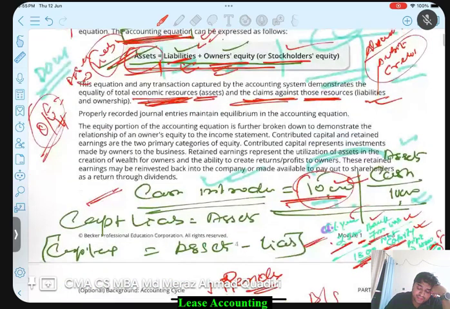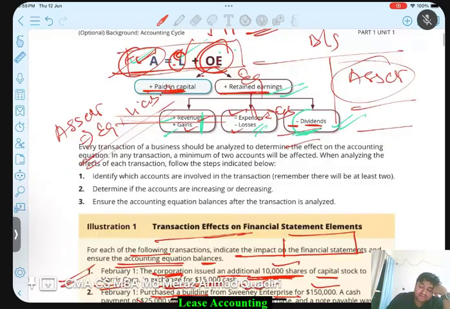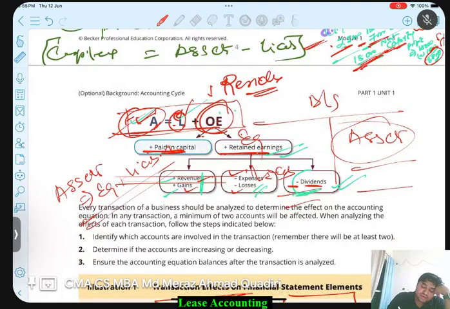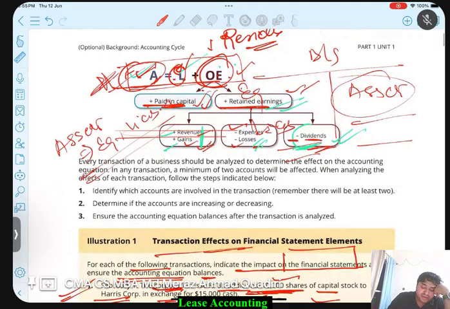Now let's look at some examples. Assets are equal to liabilities plus owner's equity. In owner's equity, we have paid-up capital plus retained earnings, which is further broken into revenue and gains, then expenses and losses, then dividends. So this is called the accounting equation.